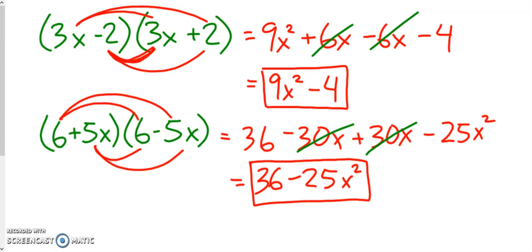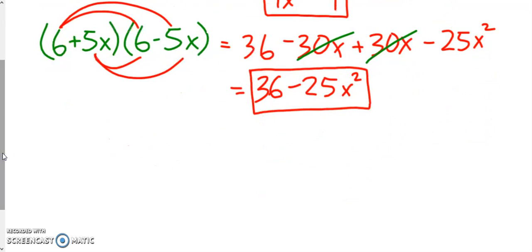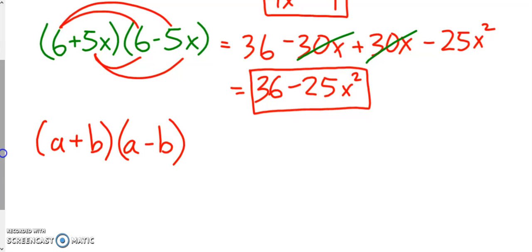Well, that's a pattern. And what happens is, if you have anything that you're multiplying that looks like a plus b times a minus b, that always works out to a squared minus b squared. It's what's called the difference of two squares. Now, let's look at something slightly different.